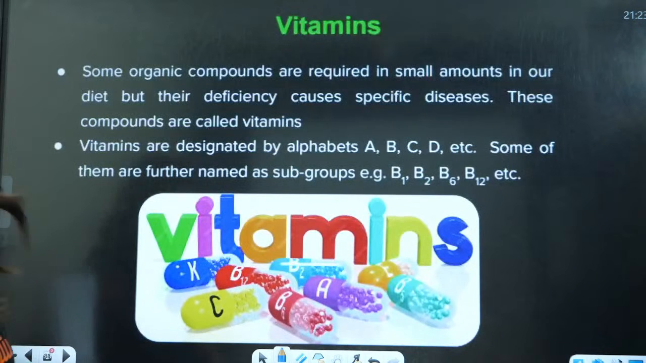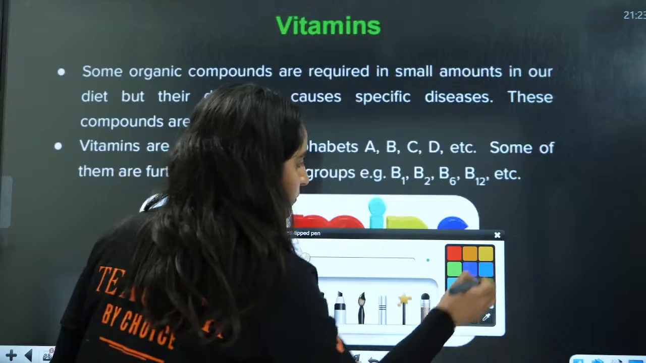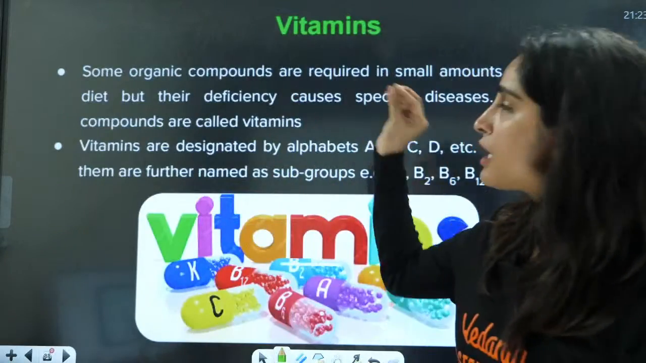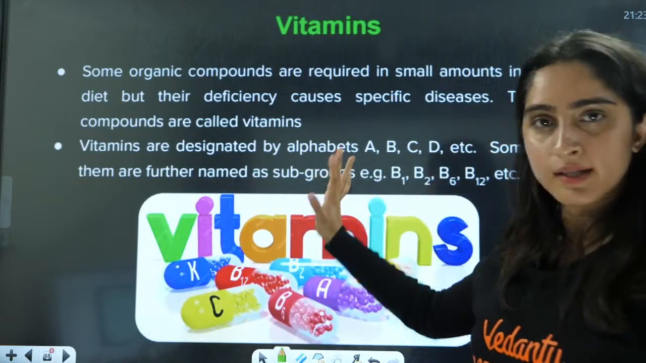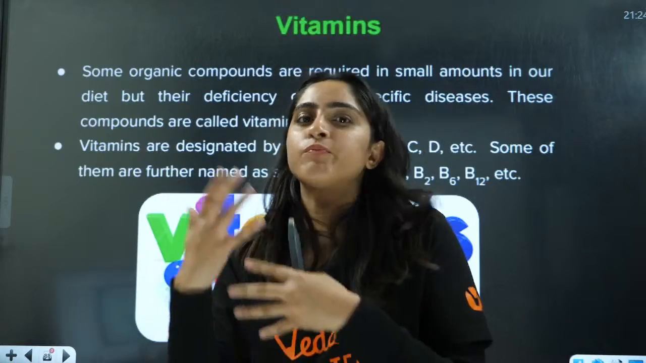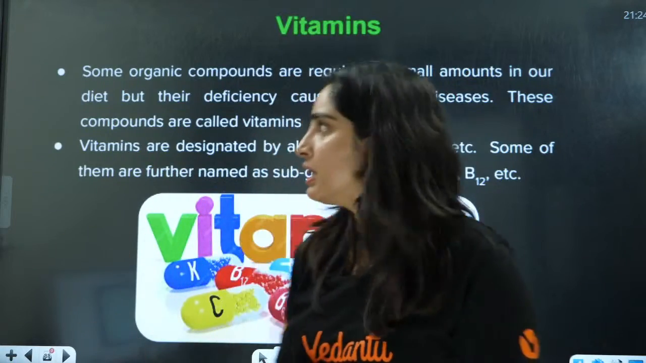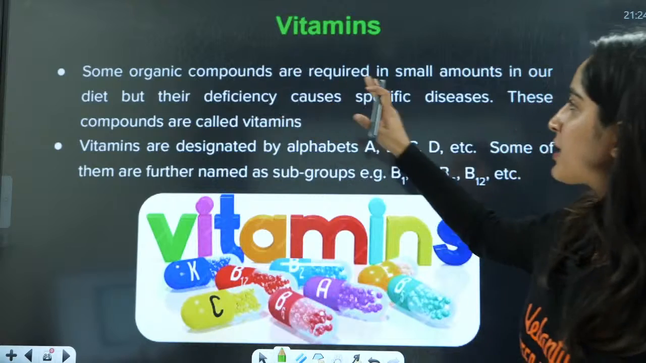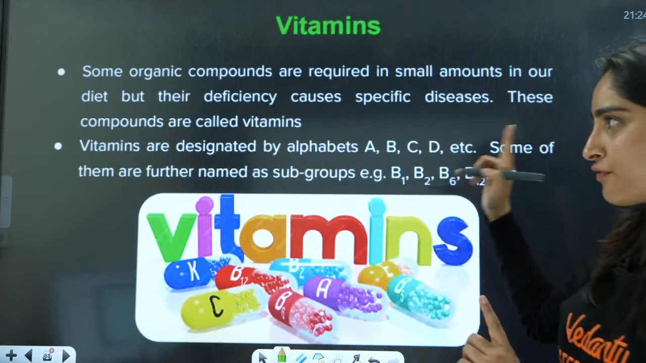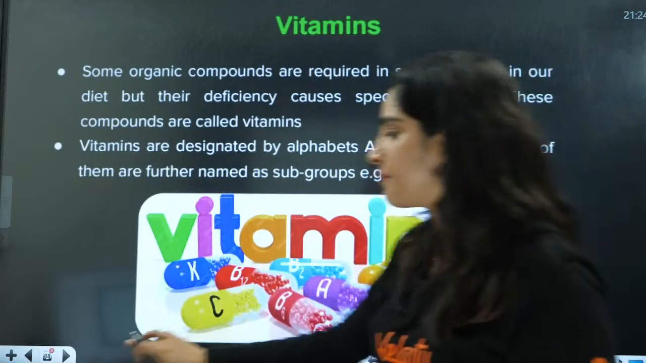Next we have vitamins. Now, we are just about to finish this chapter. Now, what are vitamins? This is all a theoretical thing. You just need to know what deficiencies you will get because of some vitamins. For example, they are organic compounds required in small amounts in our diet, but the deficiency causes specific diseases. There are so many vitamins here.